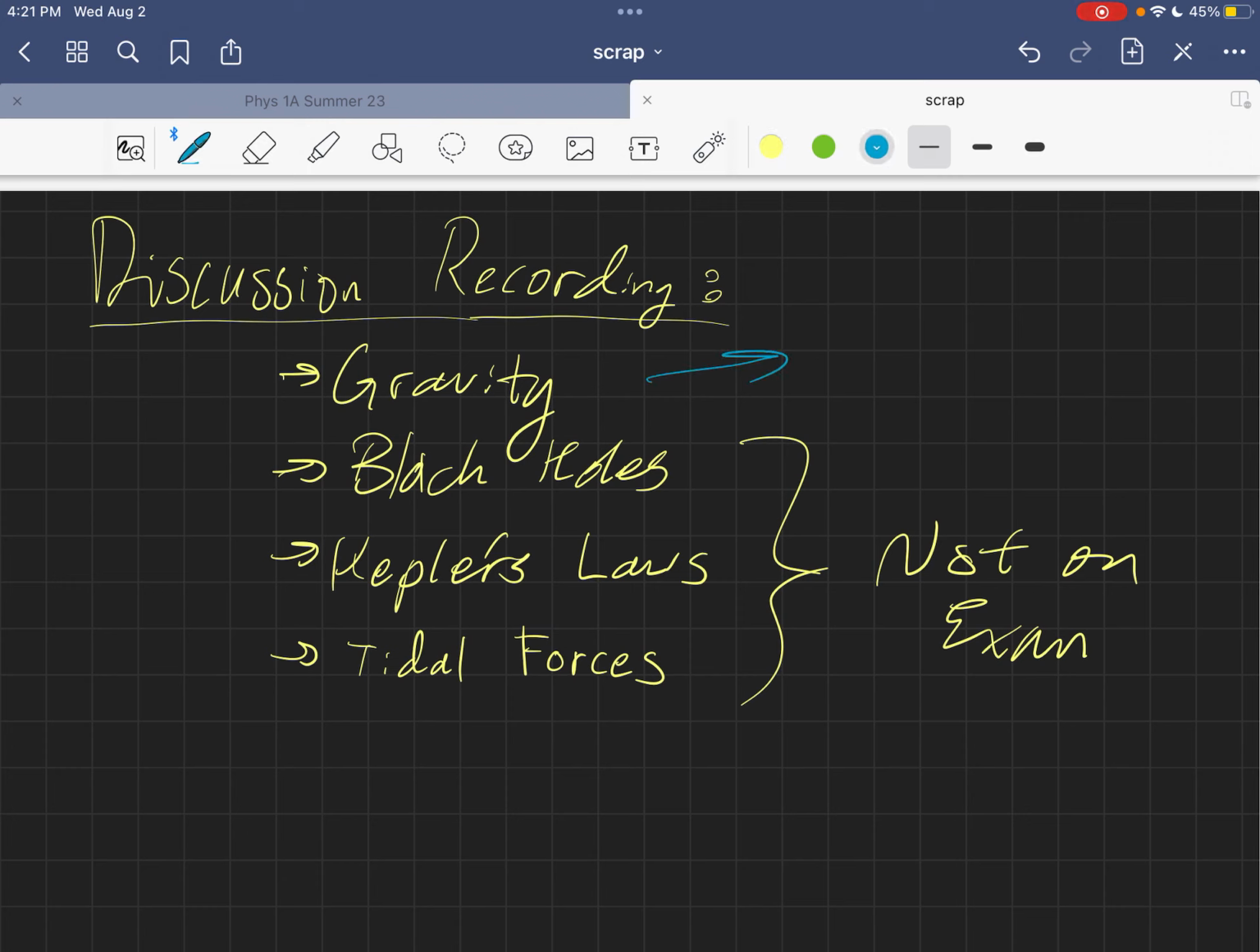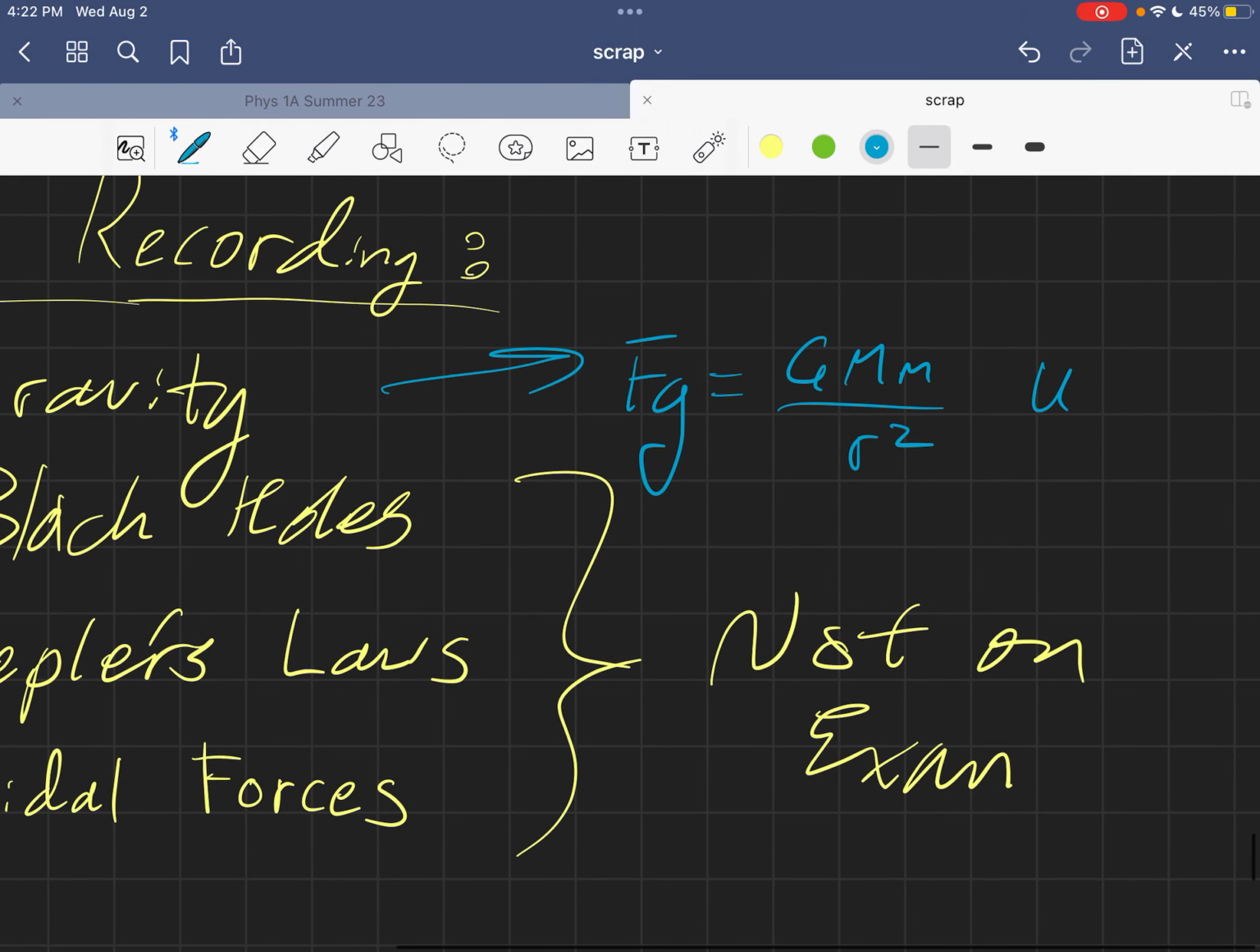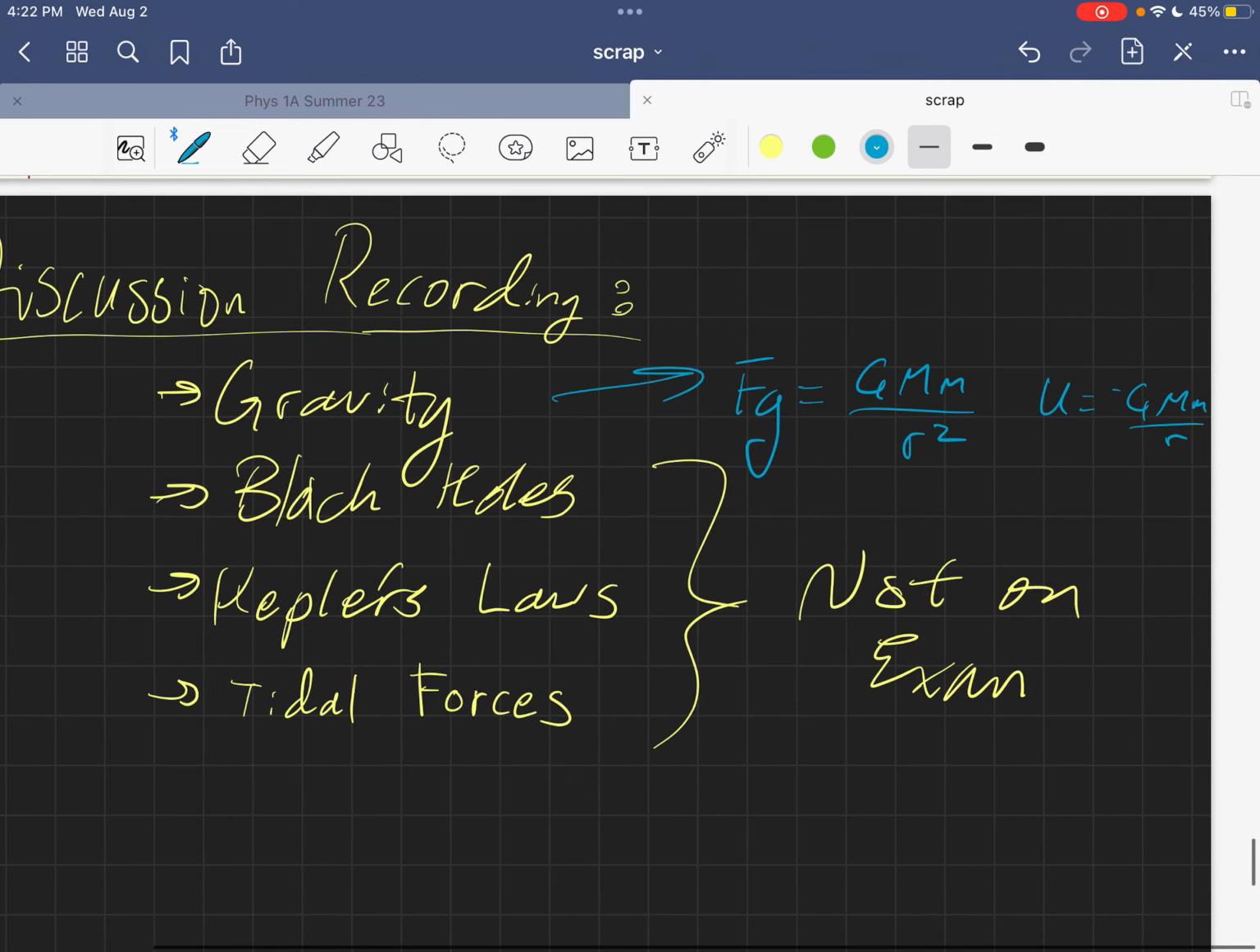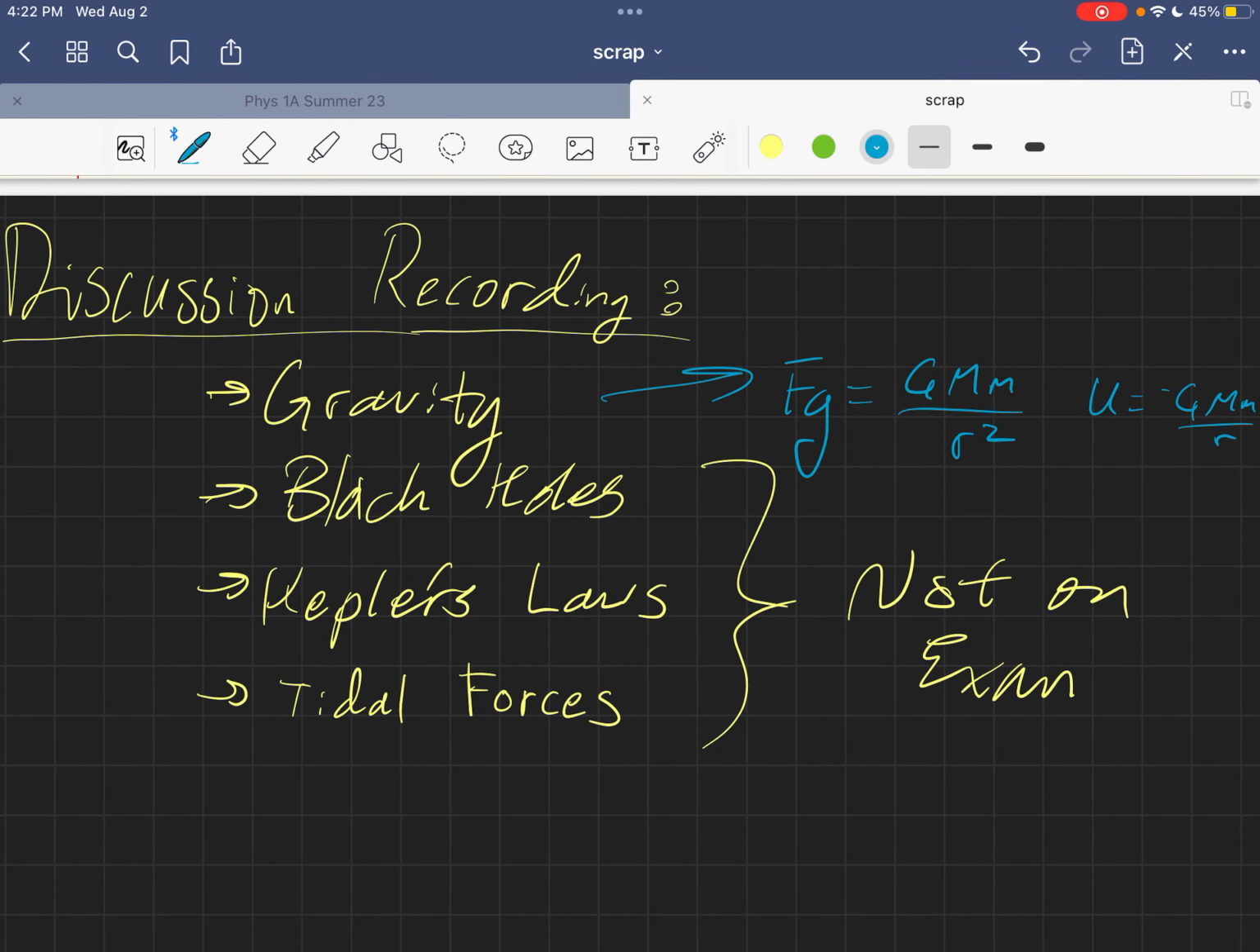For gravity, you need to know the forces of gravity in terms of the gravitational constant G, right, big G. And you should also keep in mind the other form of gravitational potential energy, which is negative big G mm over R. Okay, so just keep that in mind.